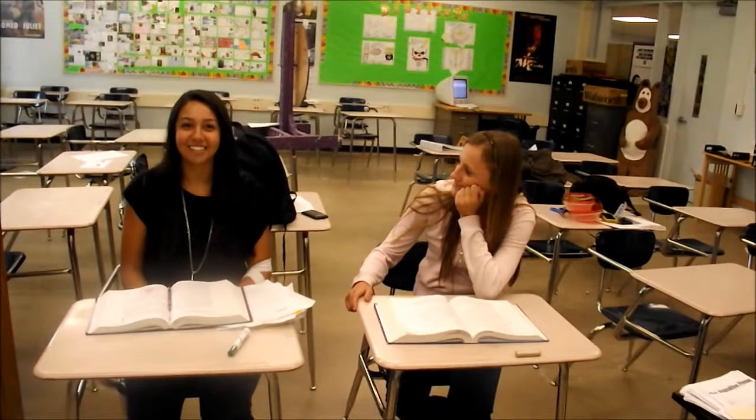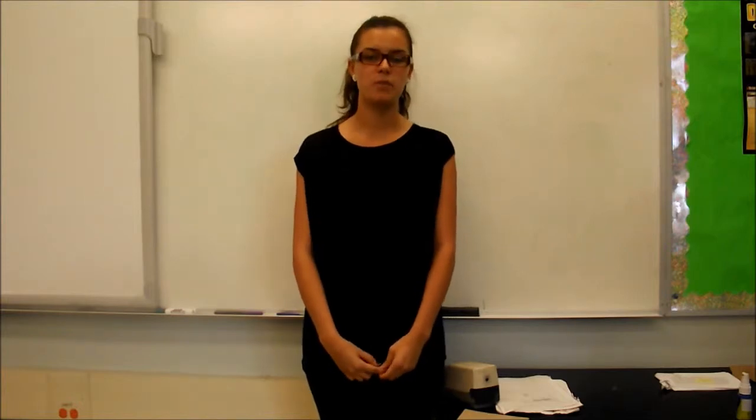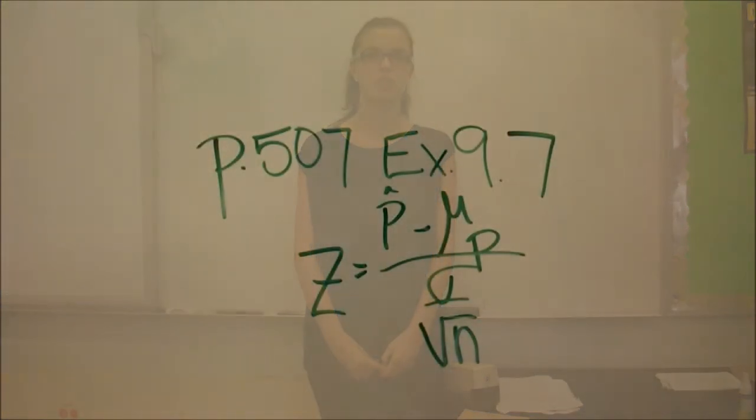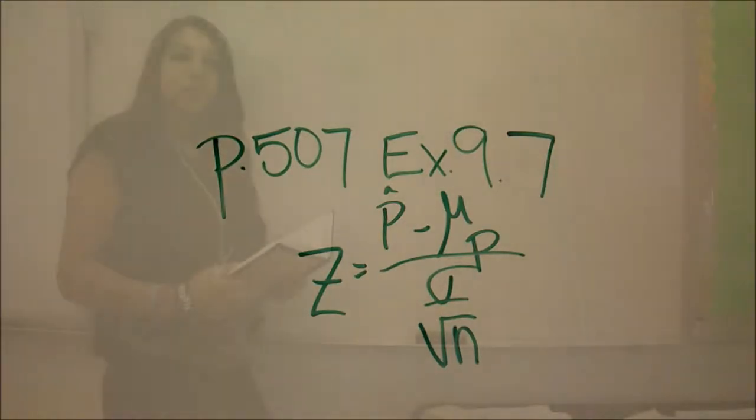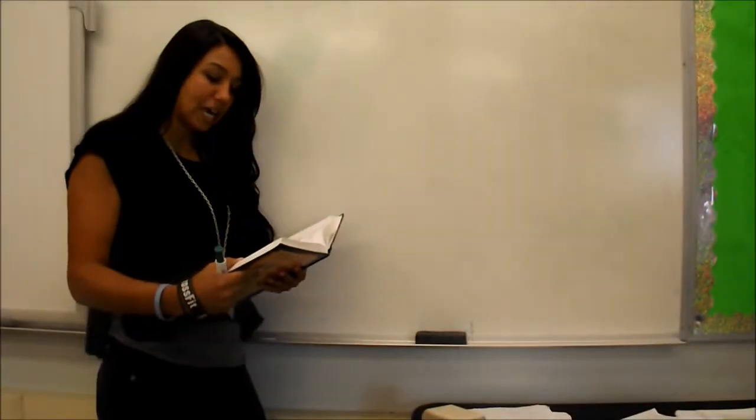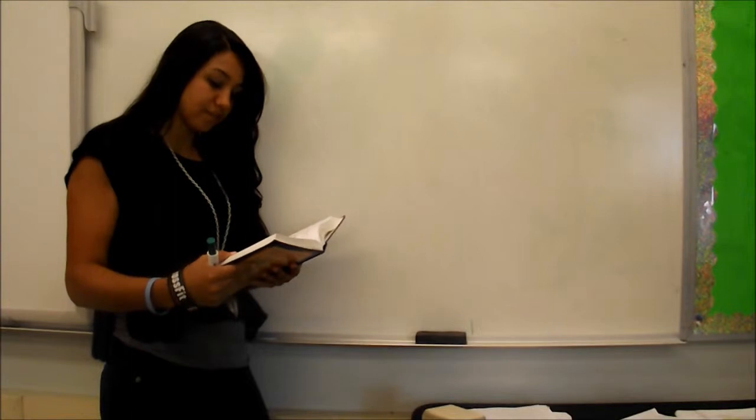Okay, I got it. Then would you mind putting an example on the board for a sample distribution? Example 9.7 on page 507. And I know that z equals p hat minus the mean of p, divided by the standard deviation of the population divided by the square root of the sample population. Okay, I'll do example 9.7 on page 507.